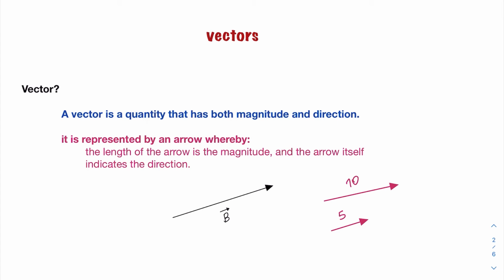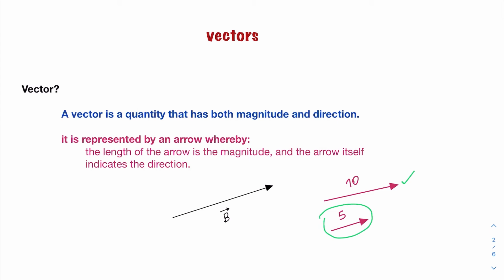For example, if a vector has a magnitude of 10 units, this should have a longer length compared to a vector which has a magnitude of 5 units.